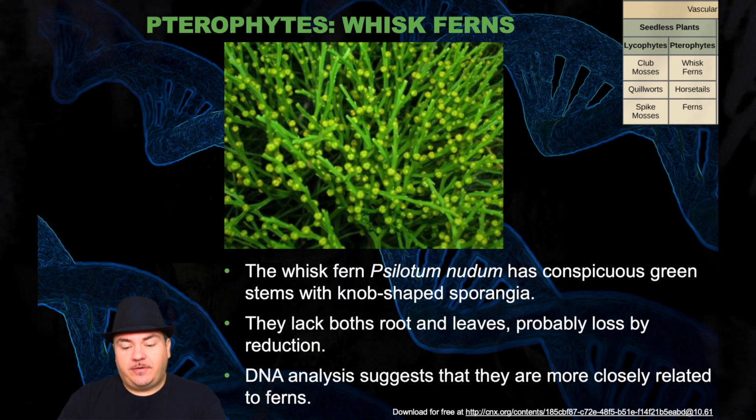Then we have the pteridophytes. Okay, and the first type of pteridophyte is the whisk ferns. It has conspicuous green stems with knob-shaped sporangia. They lack both roots and leaves, probably lost by reduction. DNA analysis suggests that they are more closely related to ferns.